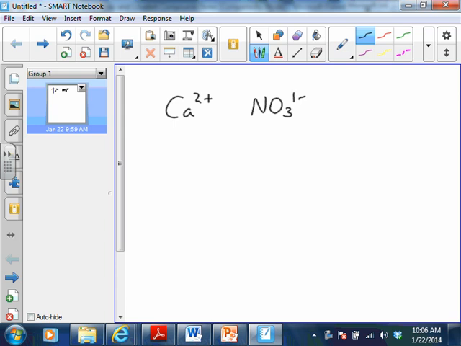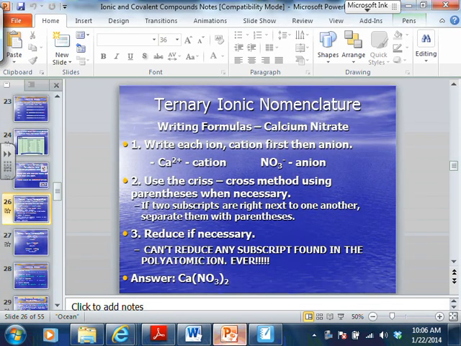Is that what we can crisscross? Yes. On these you can crisscross, all right? Now, the crisscrossing is a little tricky on these. Are you supposed to 3 over 2? Because you've got a group of elements here. So let me go back to the PowerPoint and make sure I'm following along with that. It says use the crisscross method using parentheses when necessary.